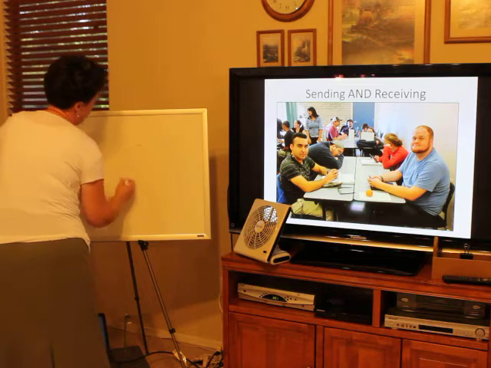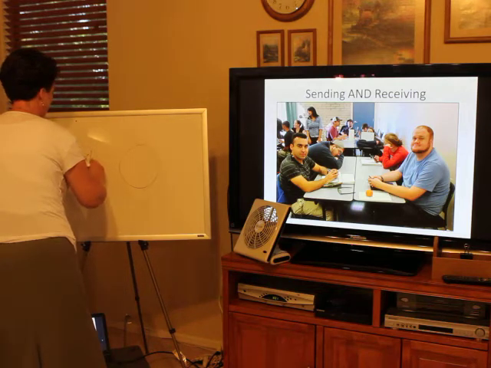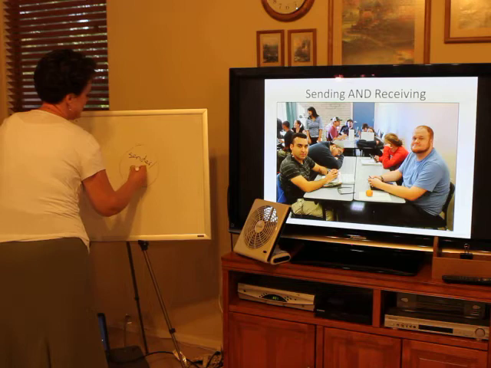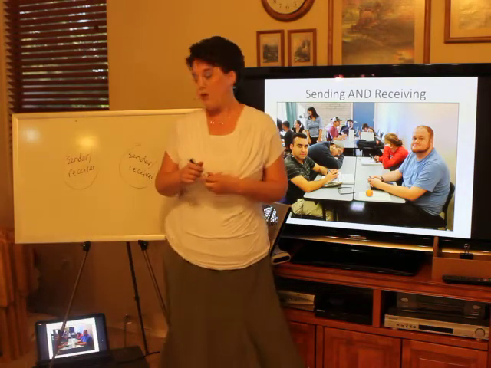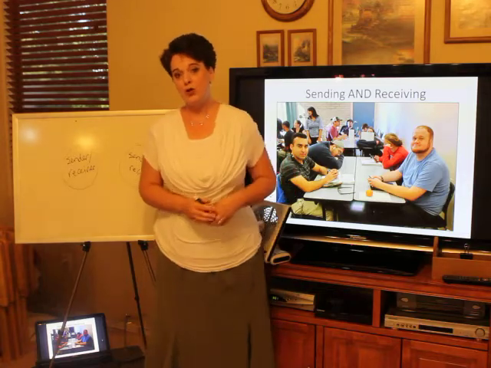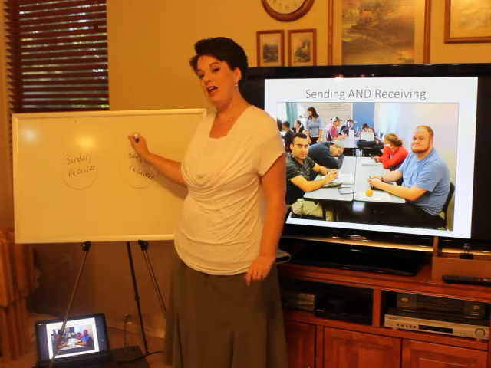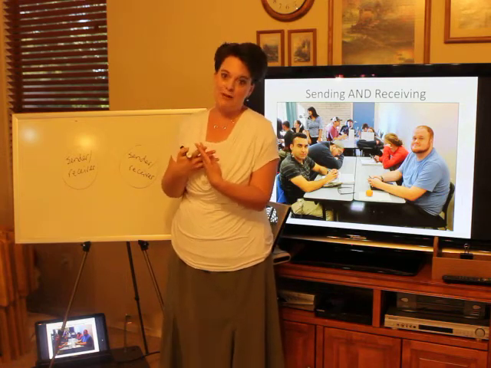Two circles. And inside you write sender and receiver. And over here, sender and receiver. That is correct. Both words go in both circles. It's not that I'm sending and you are receiving and then switching. You are sending and receiving simultaneously.